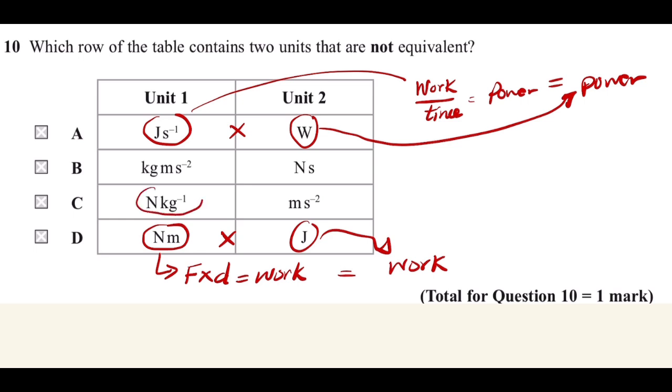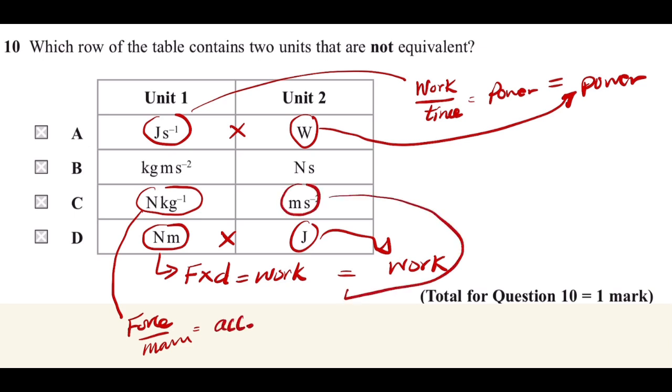For Newton per kilogram, Newton is force divided by kilogram, which is mass. Force divided by mass, according to Newton's second law, is acceleration. Meter second minus 2 is also acceleration. So definitely they are equivalent.